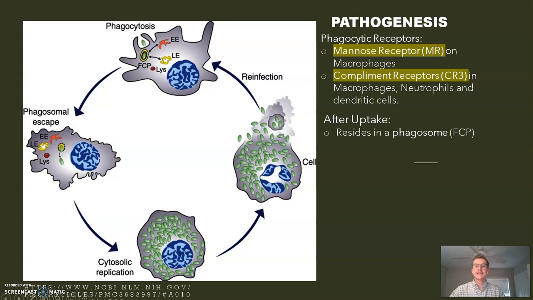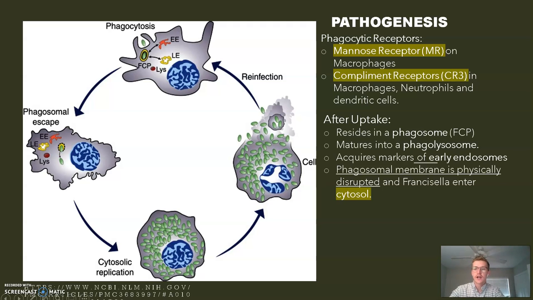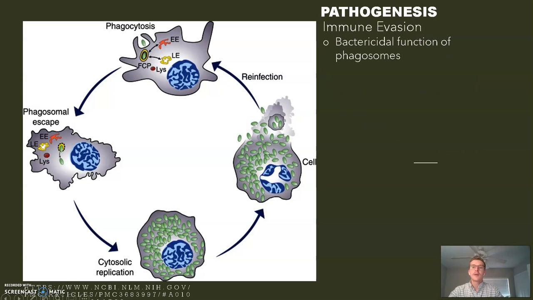And so after it is taken into one of these cells, it resides as a phagosome, and then it will mature into a phagolysosome. It'll actually acquire early markers of some of these endosomes, and that can help it live and survive and mature inside of the cell once it enters. And then once it's matured, it will physically disrupt the phagosomal membrane, and it will enter the cytosol and replicate like crazy.